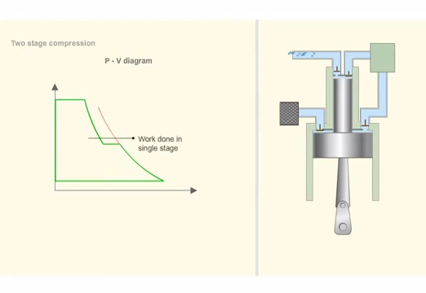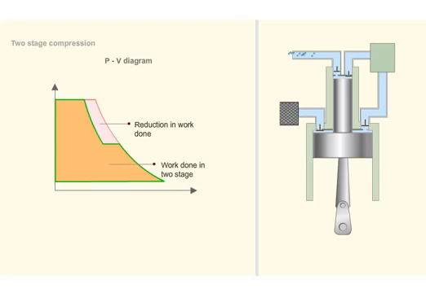Therefore, the work done in compressing the air by single-stage compression is represented by the area 1, 2, 7, 6. You can see that the work done by single stage compression is more than the two-stage compression. Drag the crank to see the pressure volume variations.